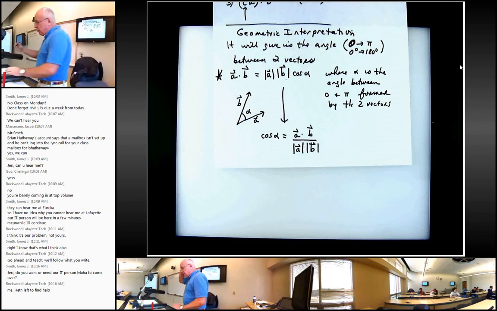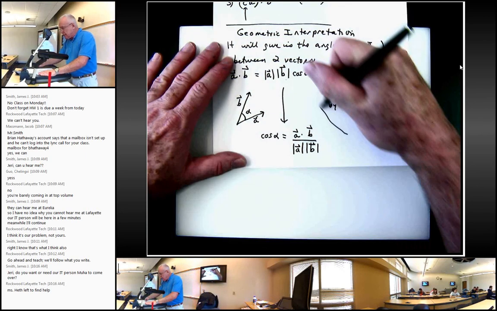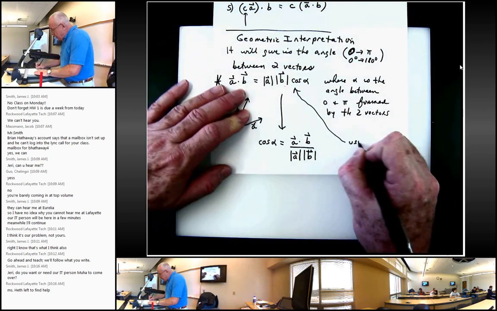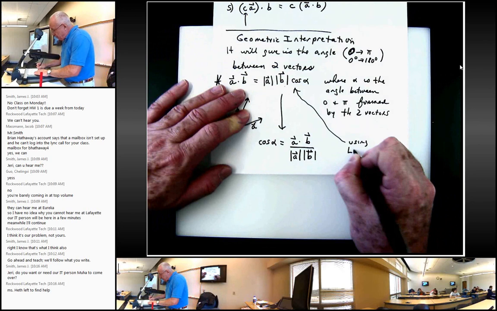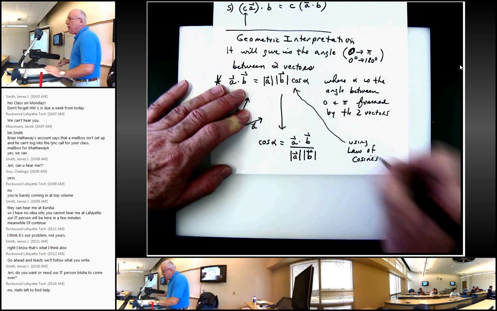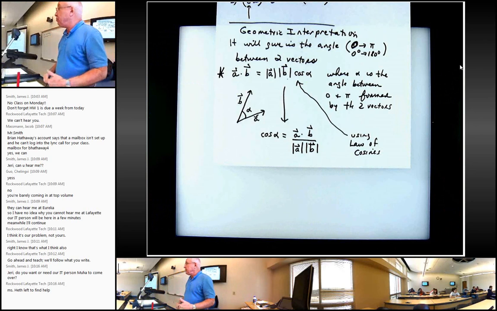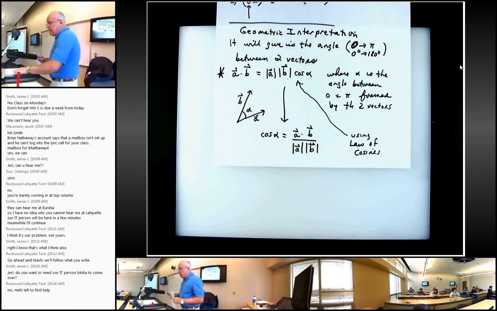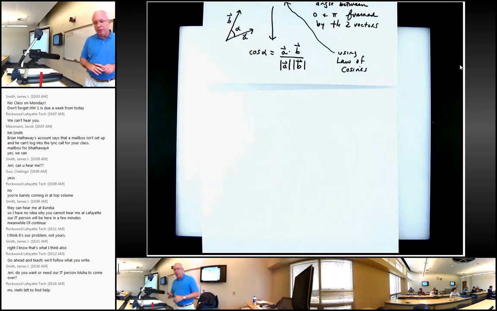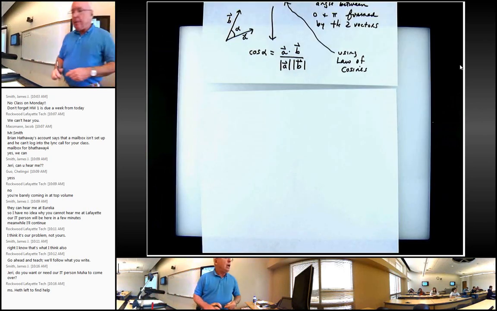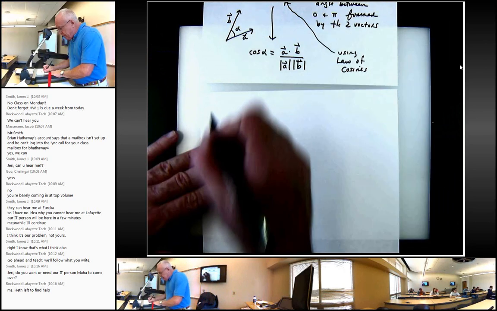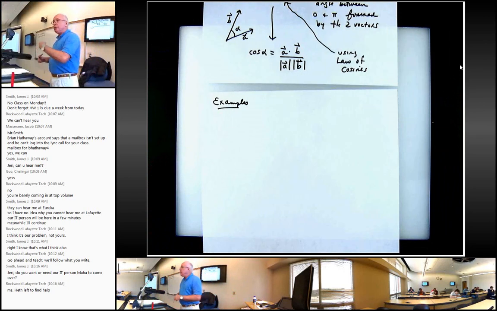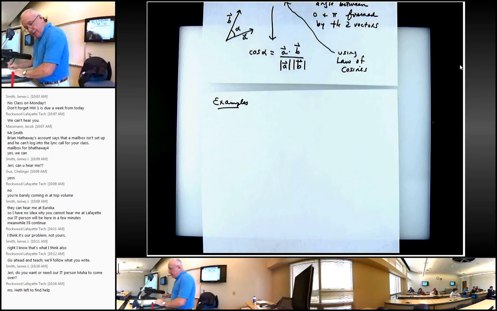And actually, this formula is shown to be true by using the law of cosines from trigonometry. If you're interested, you can see the proof of it in the textbook, how they prove that. So let's look through some examples using this geometric interpretation. Basically, if we're told that the two vectors have a certain length and a certain angle between them, we can find their dot product.